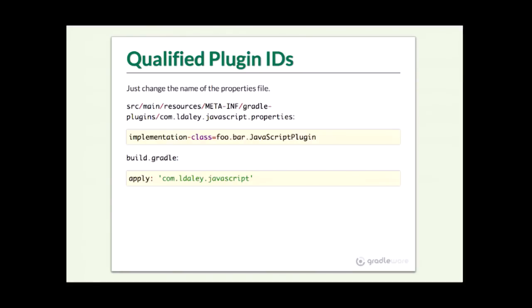So to use a qualified plugin ID, we just changed the name of the properties file, right? I might have called this javascript.properties before because my ID was JavaScript. Now it's just com.ldaily.javascript. Then from that point on, let's apply com.ldaily.javascript. Oh, that's wrong, should be apply plugin here. But you get the idea, hopefully.